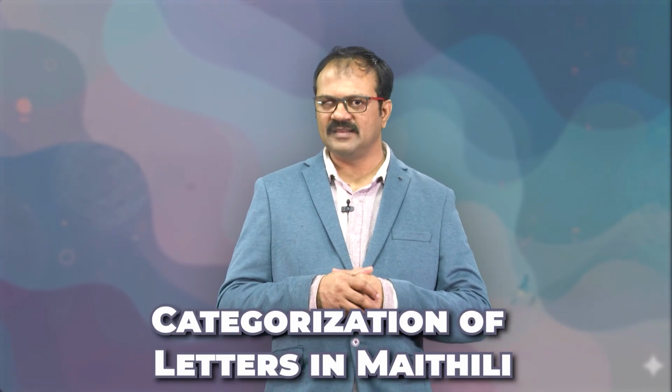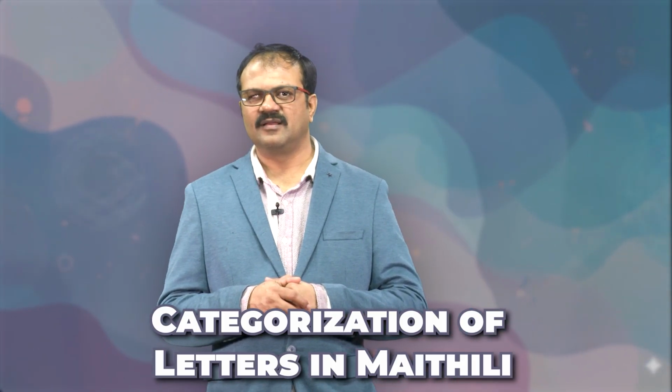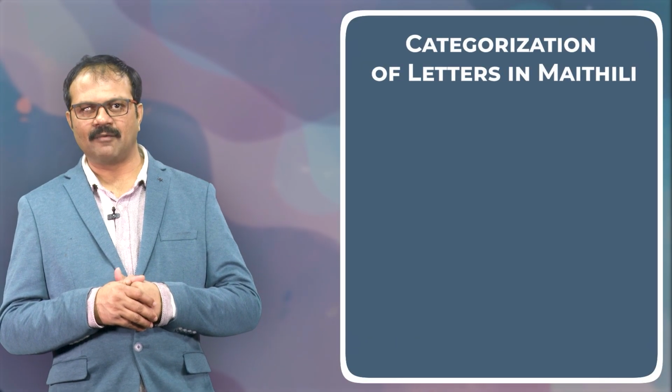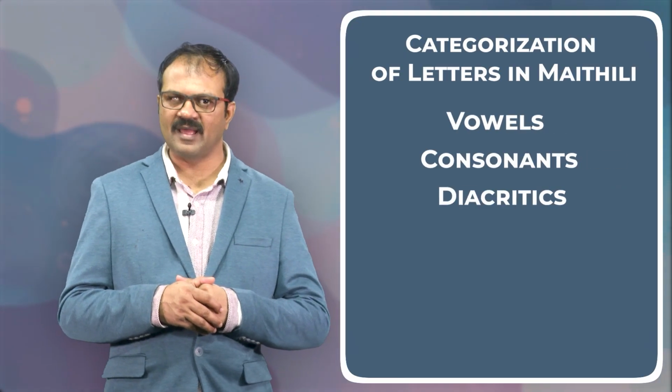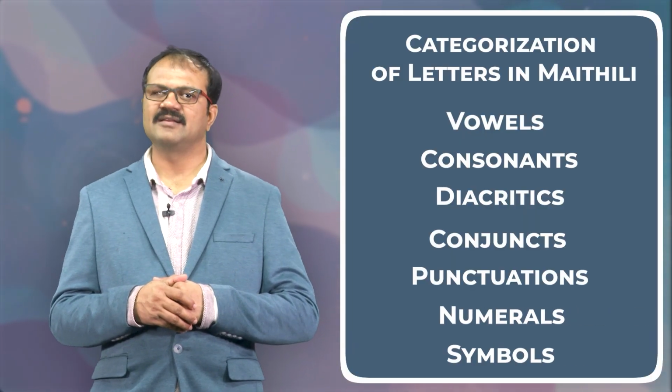As in other languages, every human language has some vowels and some consonants. The scripts of the languages may represent them differently. In Maithili, as in other languages of India, the script has separate characters for vowels and consonants. If we categorize the characters of Maithili and its scripts, both Devanagari and Mithilakshar, the characters can be divided into these 7 categories: vowels, consonants, diacritics, conjuncts, punctuations, numerals, and symbols.